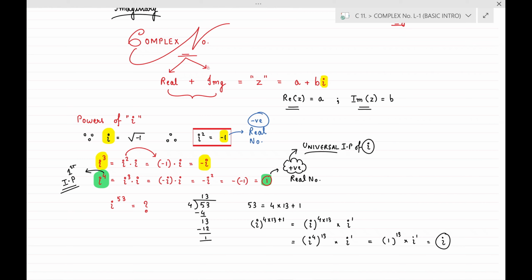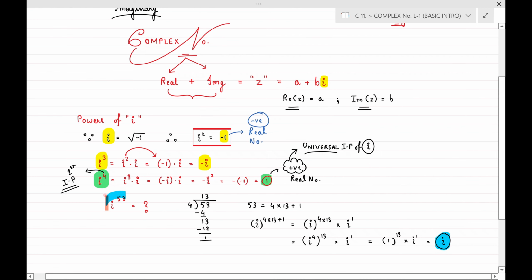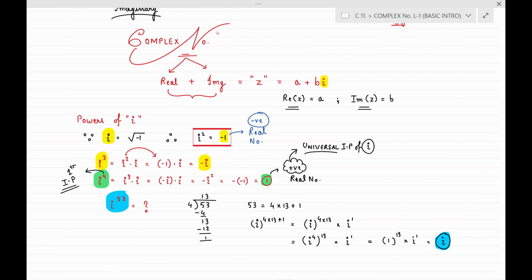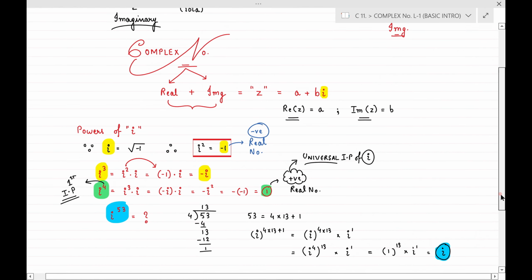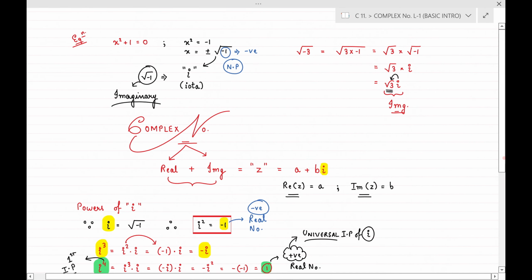So now we calculated the value of iota to the power 53 as iota. This is how we will calculate the power of iota into simplest form. Now, this was the basic introduction of iota under the section of complex number.